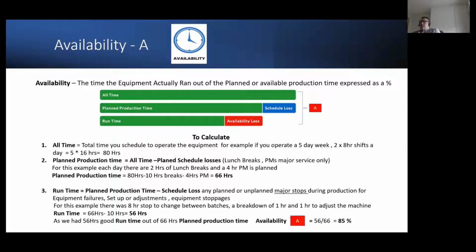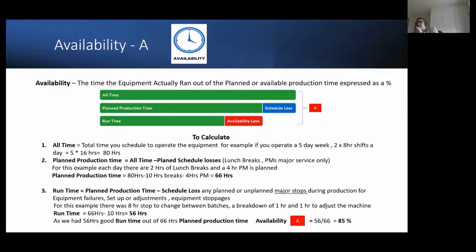So if people are on lunch breaks, if we're performing a PM on the machine, major services, etc., before we actually start, we need to remove those first so that we get a baseline figure for our planned production time. So in this particular case, there are 2 hours of lunch breaks every day, and there's a 4-hour PM as planned. So our 80 hours is then reduced by 10 hours for breaks, 4 hours for the PM. So that leaves us with 66 hours that we have actually planned that we're going to run this machine.